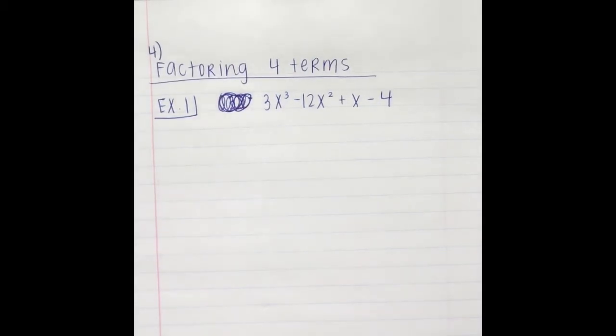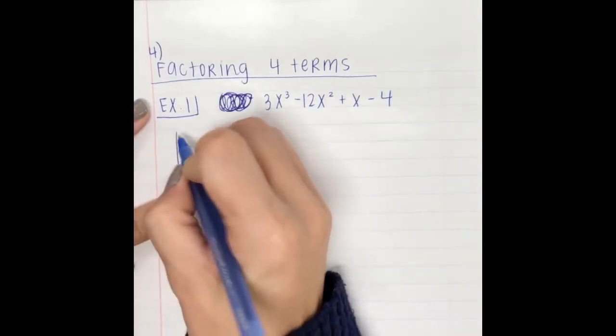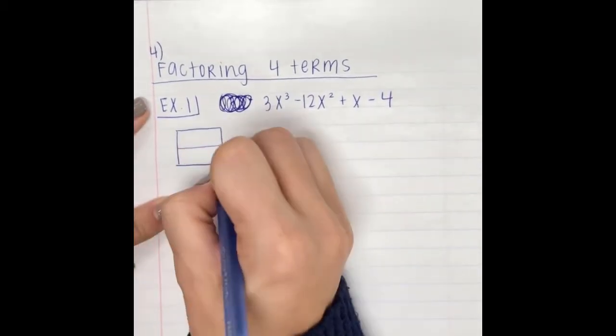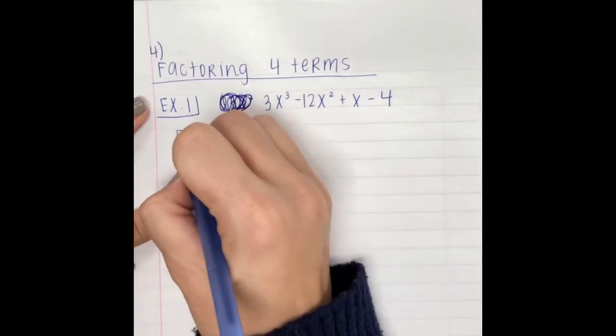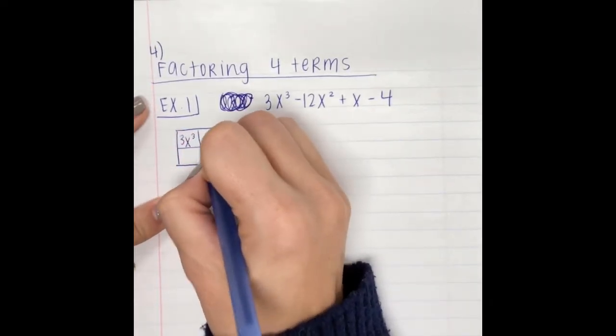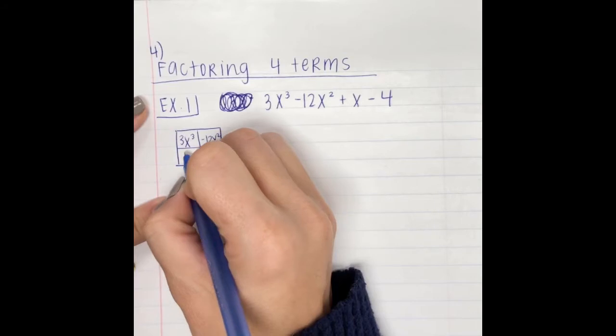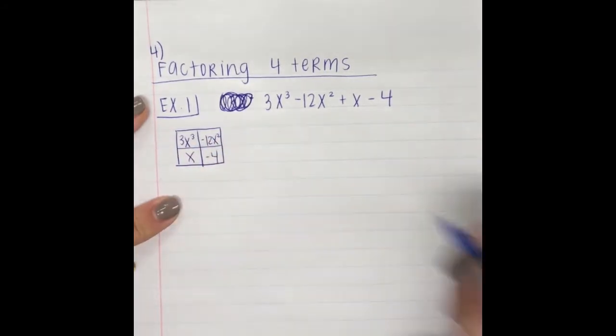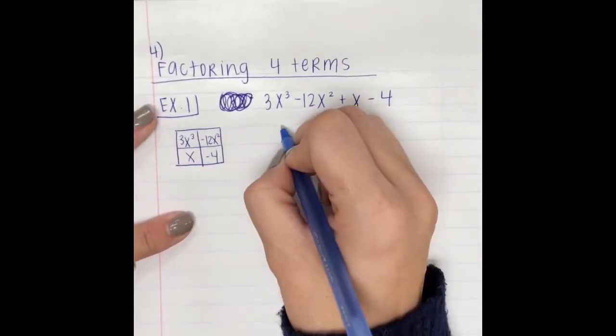Okay, so this is something we just did last week, factoring 4 terms, but we do want to practice it, okay? So first thing you may want to do is put it in a small box so that you can see what you're working with, okay? But then we want to break it down into a big box.